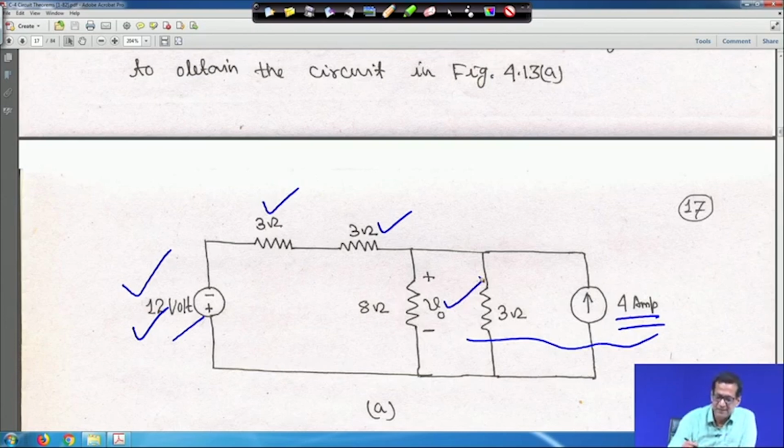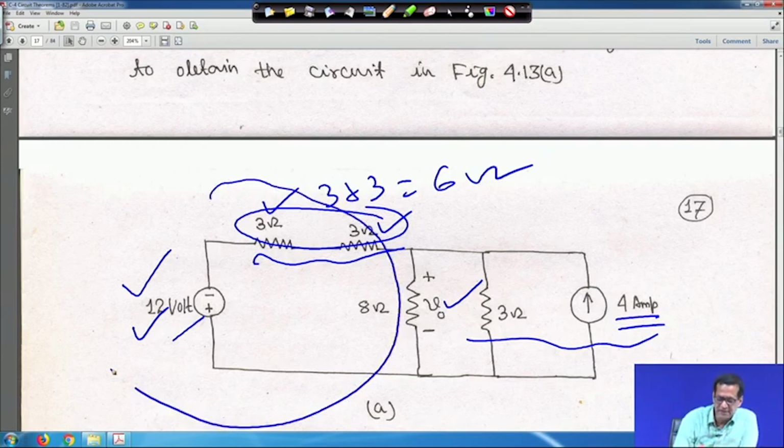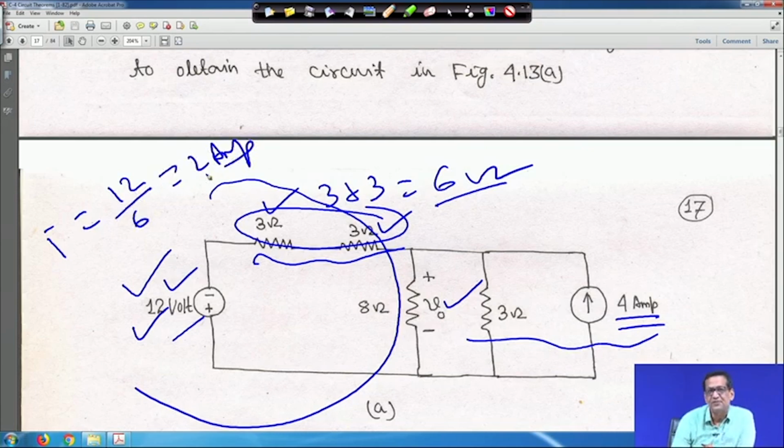Next, these 3 and 3 are both in series, so 3 plus 3 will be 6 ohm. Now this portion of the circuit, 12 volt and this 6 ohm in series, you convert it to a current source, and in parallel you put a 6 ohm resistance. If you do so, then current I is equal to 12 by 6, which is 2 ampere.